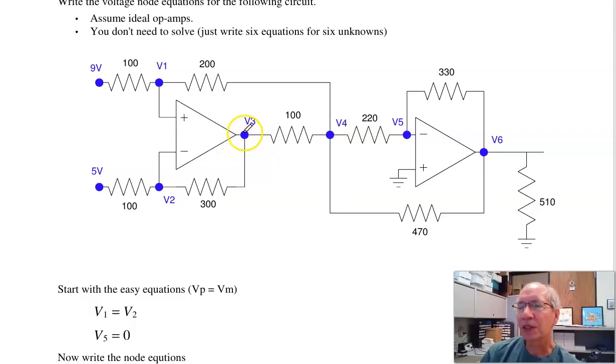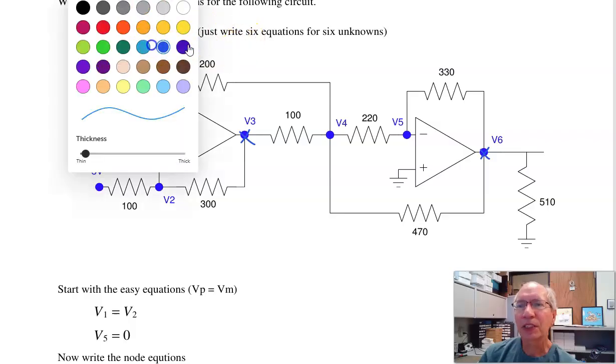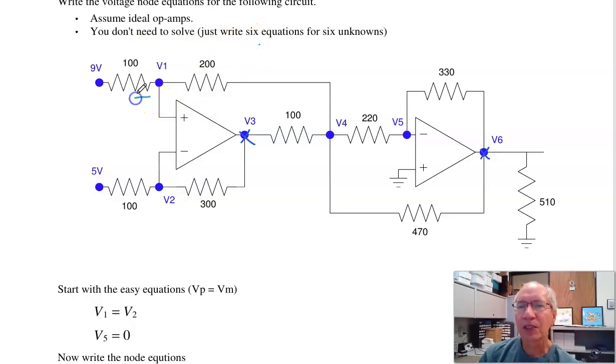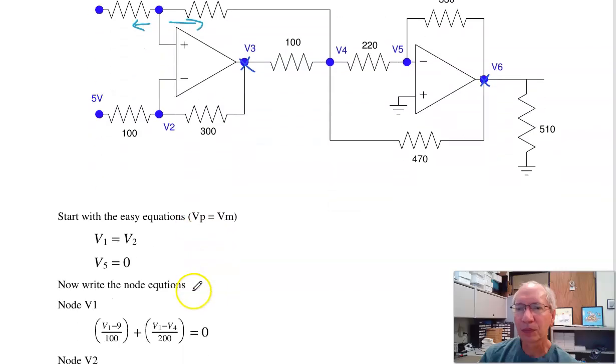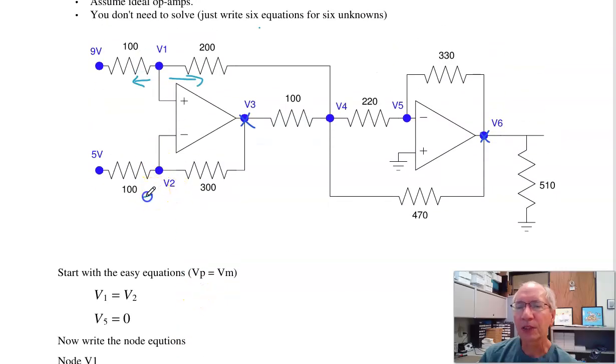I would like to write the node equation at V3, but I can't because I don't know the current out of the op amp. I'd like to write the node equation at V6, but again, I can't. I don't know the current out of the op amp. I can write the node equation at V1. So this is V1 minus 9 over 100 plus V1 minus V4 over 200 is 0. I can write the node equation at V2. V2 minus 5 over 100 plus V2 minus V3 over 300 equals 0. Again, the current into the op amp is basically 0 for an ideal op amp.